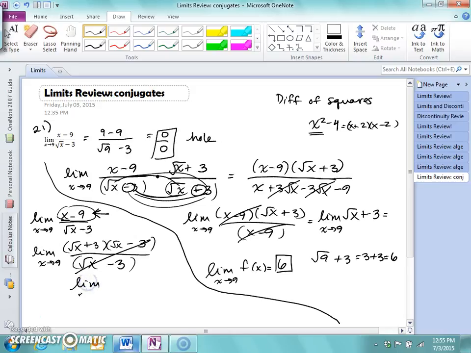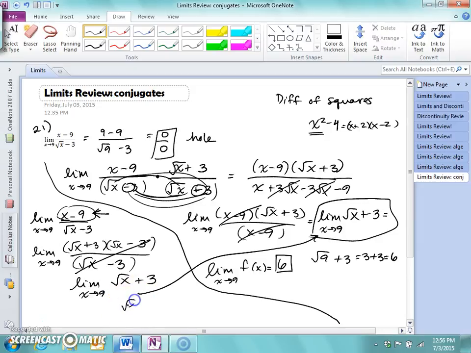And it looks exactly the same as before because we end up with the same exact thing we got here. It's just in this case we didn't multiply by the conjugate at all. We used factoring. And you would end up again with root 9 plus 3, which is 6.